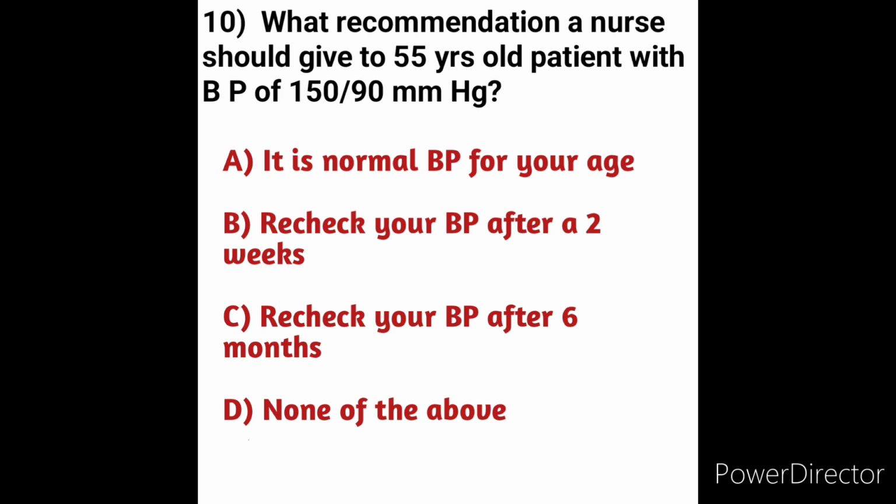Isolated systolic hypertension occurs in older adults. Often the systolic is 130 or higher while the diastolic is less than 80 mm of Hg. It is due to age-related stiffening of the major arteries in the heart. High blood pressure in older adults can lead to serious health problems. So here the nurse has to explain to the patient that it is normal BP for your age. Option A is the correct answer.